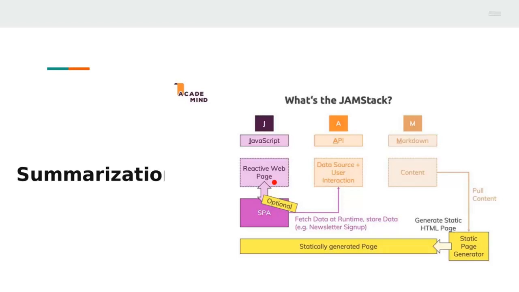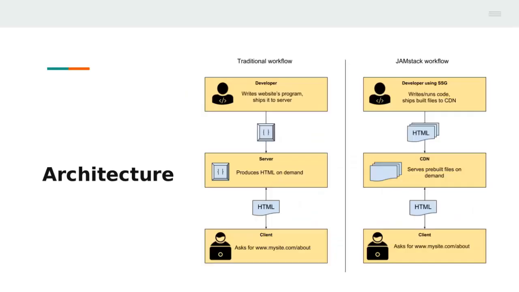Okay. So I will accelerate. For the architecture, I have here on the left a traditional workflow where the developer writes his code on the server, and the client demands some pages from your server, and the server produces HTML on every request and sends it back to the client, like PHP or Django or something like this.